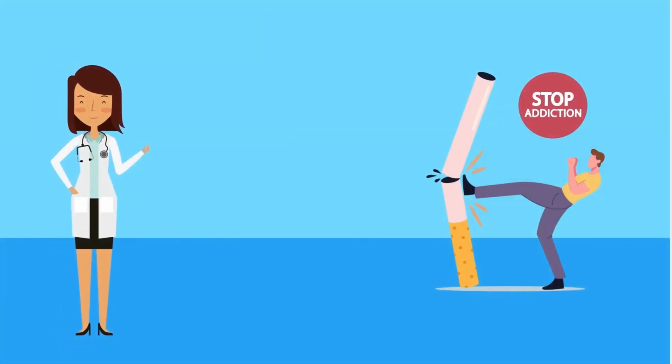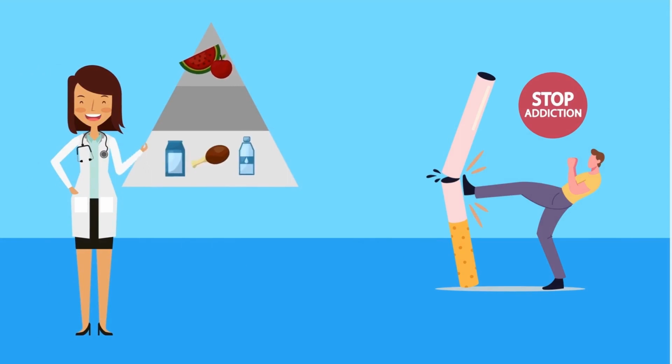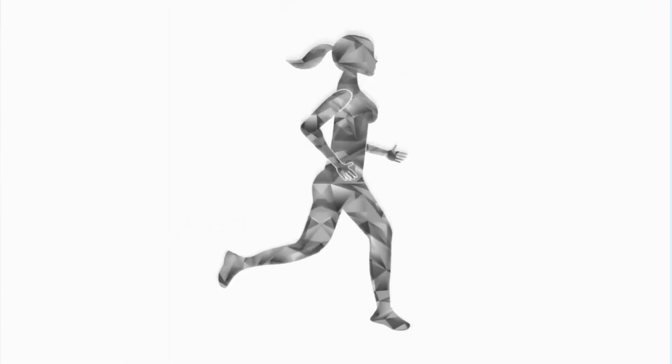Making healthy lifestyle changes can help prevent aneurysms from forming or getting worse. If you smoke, quit. Make sure you are eating a healthy diet. Talk with your healthcare provider about the right activity level for you and get active.